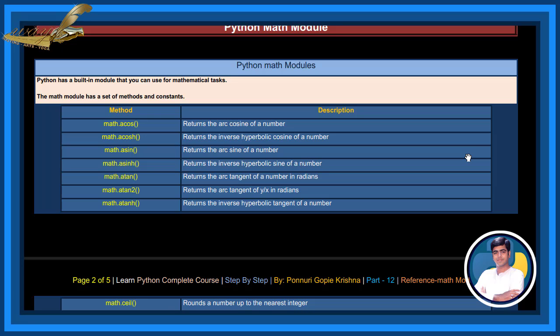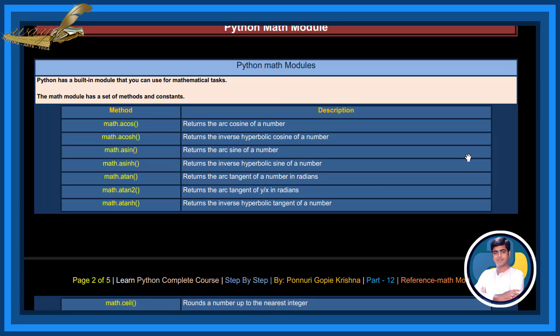The math.acosh method returns the inverse hyperbolic cosine of a number. The math.asin method returns the arc sine of a number. The math.asinh method returns the inverse hyperbolic sine of a number. The math.atan method returns the arc tangent of a number in radians.